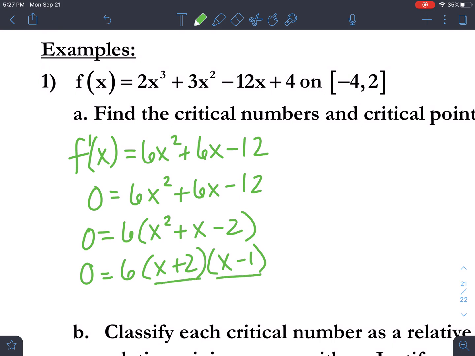These are the relevant features here. What is x equal to? -2 and +1. We set each parenthesis equal to 0. So those are our critical numbers. Critical numbers are where f prime of x is set to 0 here.